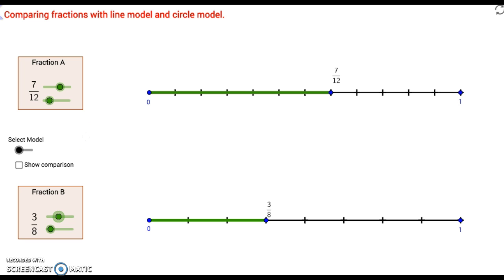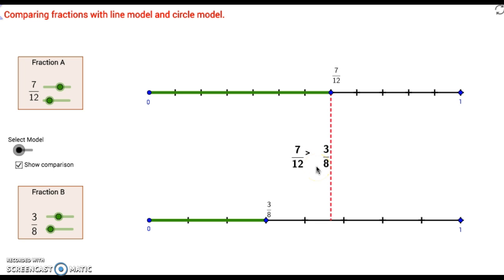Look at the number line and compare the green line and see which is closer to the number 1. Which is greater? That's right. Fraction A, because 7/12 is closer to 1 than 3/8.